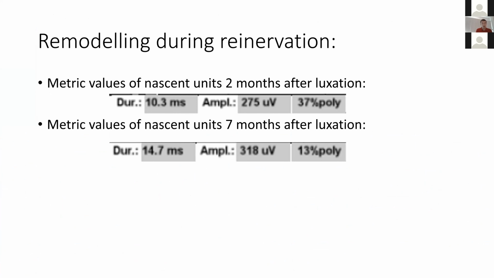And then the computer measures the metric values of the nascent units with a duration of 10.3 milliseconds, only a few months after luxation, and later on the duration gets much longer, to 14.7 milliseconds. The same appears at the difference of the amplitude. The reinnervation potentials get higher, they have a higher amplitude than just 2 months after luxation. So this is a semi-quantitative analysis, which is already better than our traditional qualitative analysis.